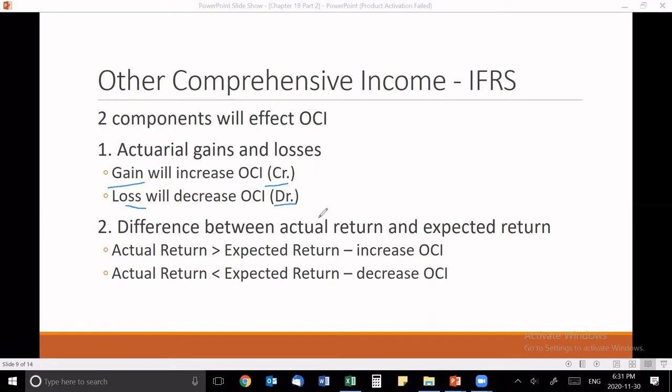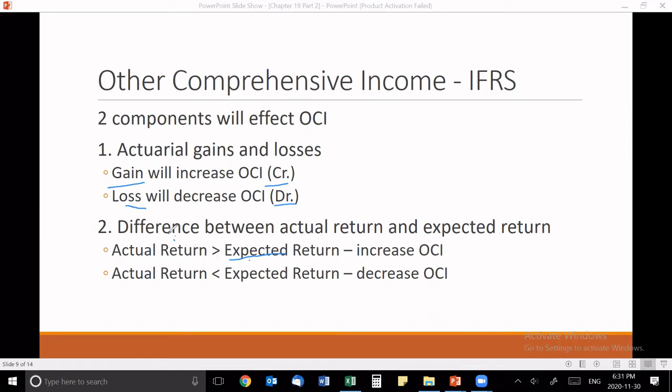The second component of OCI is going to be the difference between your actual return and your expected return. Your actual return doesn't show up in your pension expense, your expected return shows up in your pension expense. So in order to get that missing element of your actual return, the difference between your actual return and your expected return is going to go into OCI.